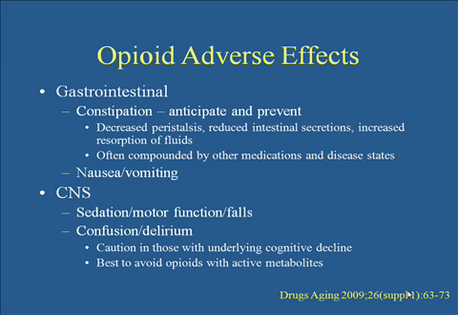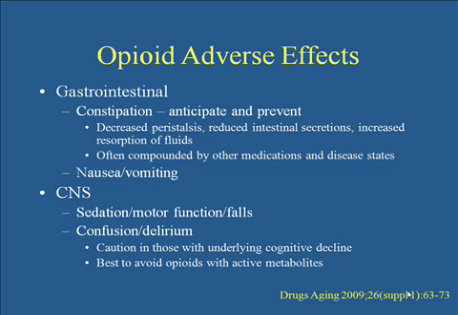So opioid adverse effects, well, I mentioned they're out there. And the first one is probably the most important one that you're going to run into, and that deals with the gastrointestinal tract. Constipation. With opioids, you have to anticipate this and you have to prevent it, because this is one they do not develop tolerance to. Opioids can cause decreased peristalsis, they can reduce intestinal secretions, they can cause increased resorption of fluids, and as a matter of fact, it's often compounded by other medications and disease states.